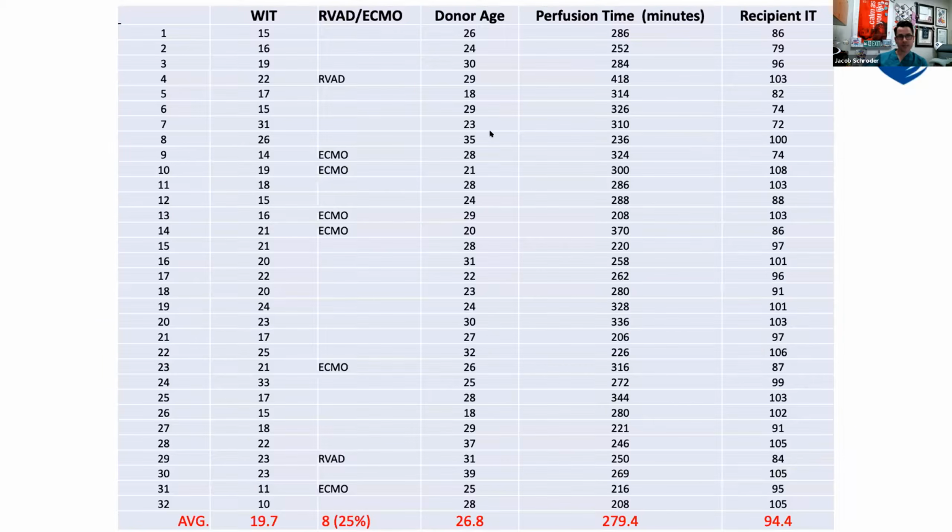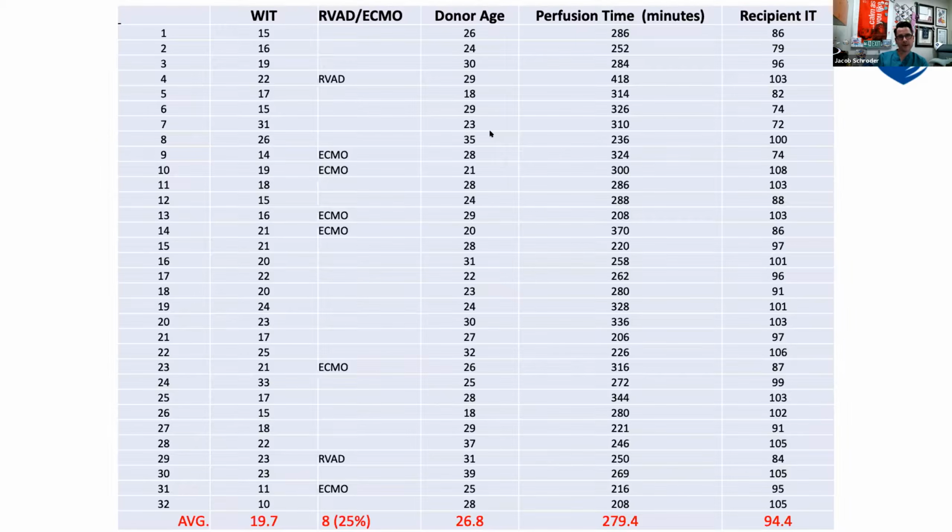This is a table showing our first 30 or so donors. And what you'll notice, the most important thing, is that our average donor age was 26. You can do almost anything to a 26-year-old healthy heart and it's going to be fine. As I tell people I talk to about the trial, anybody should want a 26-year-old heart.